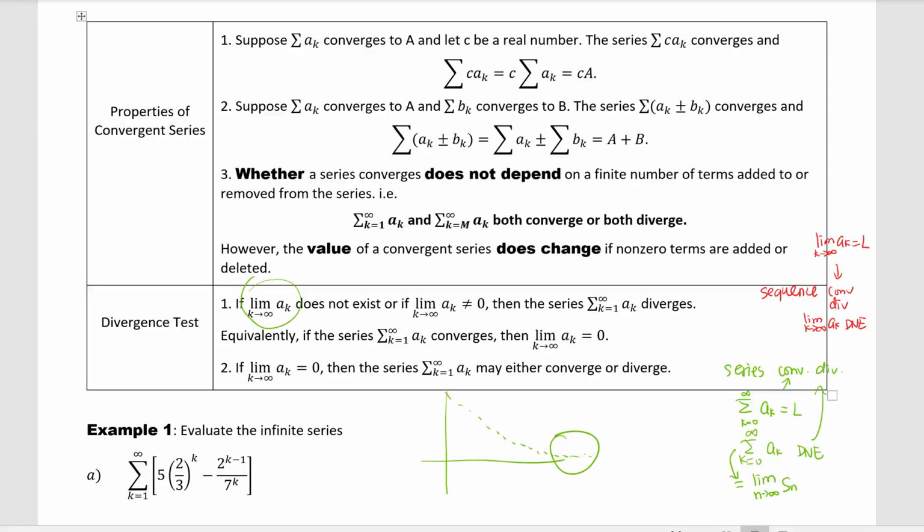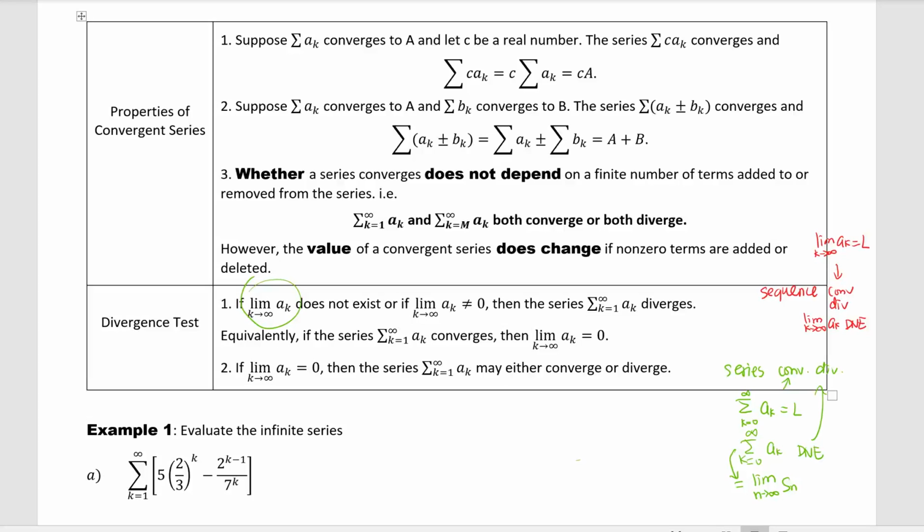Second, if the limit of a sub k is 0, then the series may either converge or diverge. If the tail goes to 0, it doesn't mean that the series must converge. It still might converge or diverge. So that's why the divergence test can only tell you when it diverges. It doesn't tell you when it converges.